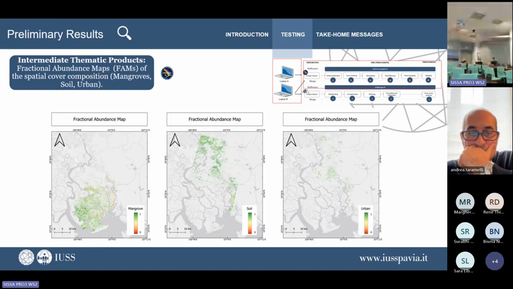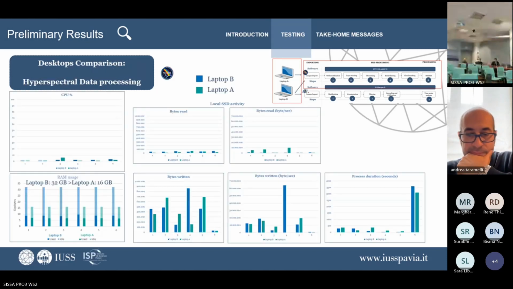These are some examples of the intermediate thematic products provided by the processing of hyperspectral data. These are the fractional abundance maps that represent the spatial cover composition, and this product can support the classification of the land cover. These are the results for each variable in all the processing steps.